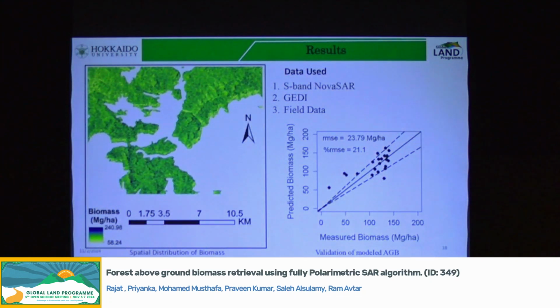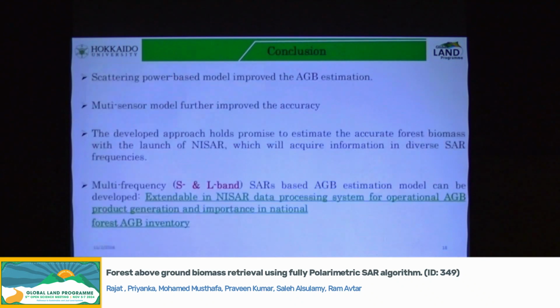So this is our early result for this biomass estimation, and we have used this study area because of the availability of the S-band data. Here we have used the S-band NovaSAR data, GEDI data, and the field data, and we can see that the accuracy is around 21 percent. Here we have not used the scattering power; it's only based on the backscattering coefficient. And if we use the scattering power, it can further improve the accuracy of the model.